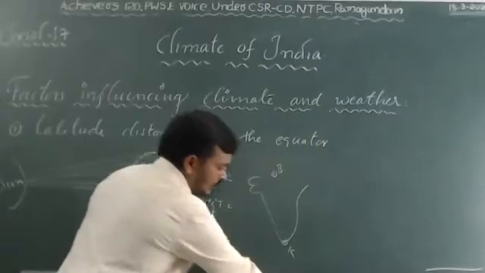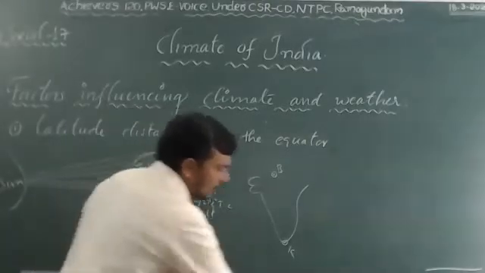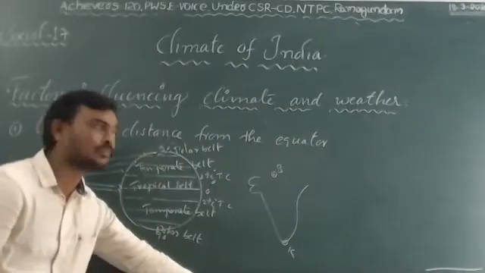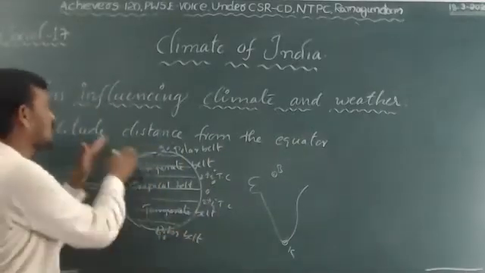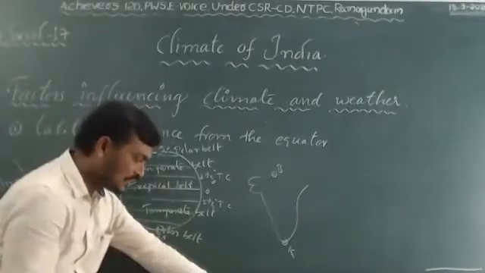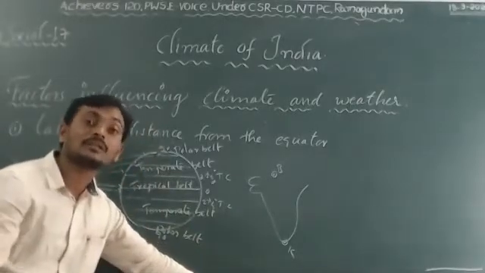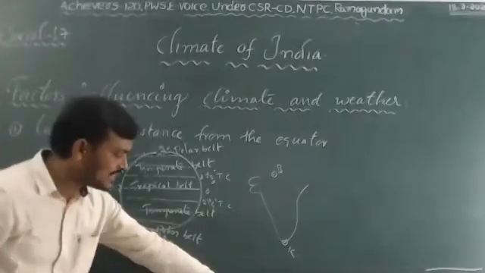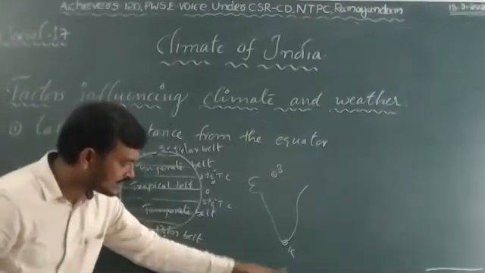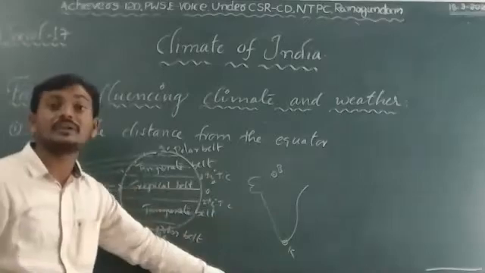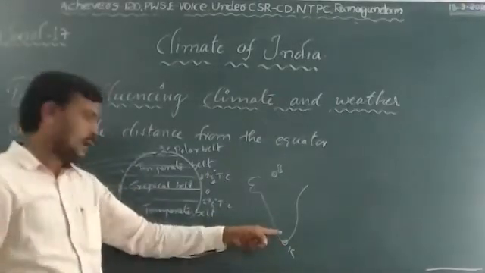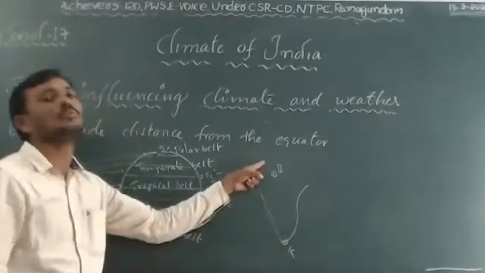Just imagine that here it is 0 degree of latitude. This is the equator. As per this factor, the countries which are nearby the equator are hotter than the countries far away from the equator. See, which is nearby the equator? Either Kanyakumari is nearby the equator or Bhopal is nearby the equator. Kanyakumari, obviously. So, Kanyakumari is hotter than Bhopal.